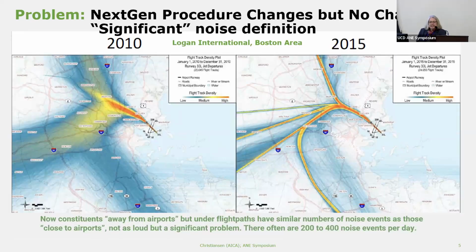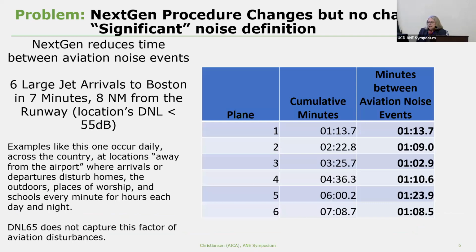You've all seen slides like this. This is showing how NextGen affected departures at the Boston area. No change made to the significant noise definition. Again, it's away from the airport that things are now different. This is another example of how NextGen has affected away from the airport locations.